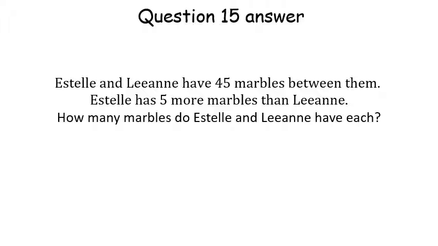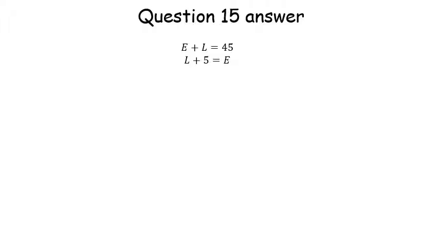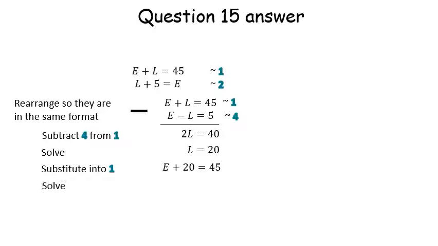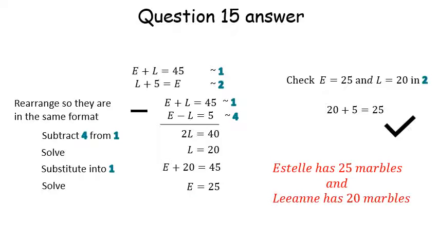Question 15. I've used E for Estelle and L for Leanne, and the two equations are E plus L equals 45 and L plus 5 equals E. I've had to rearrange them so that they're in the same format, and then subtracted one from the other and solved to get L equals 20. Substituting L equals 20 in the first equation, I solved to get E equals 25. Checking both those numbers in the second equation, they worked, so Estelle has 25 marbles and Leanne has 20 marbles.